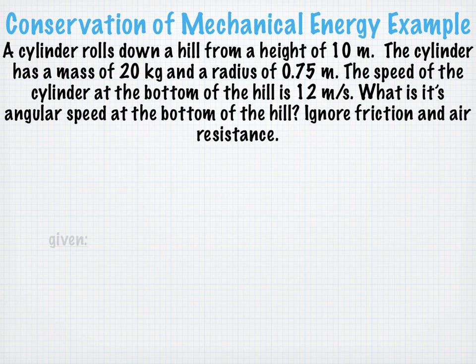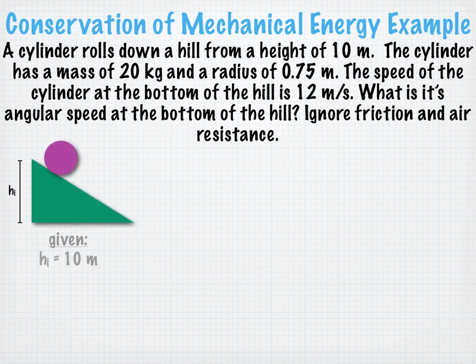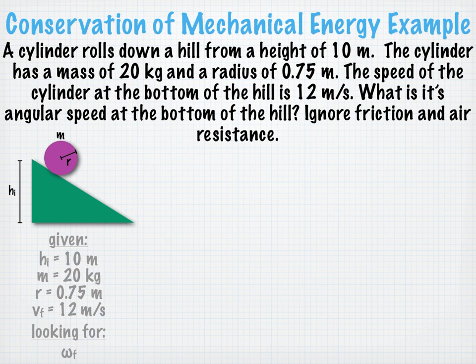Okay, what are we given? The height that the cylinder starts at is 10 meters above the bottom of the hill. The mass of the cylinder is 20 kilograms, and its radius is 0.75 meters. The cylinder's speed at the bottom of the hill is 12 meters per second. That's the final speed, v final. And what are we looking for? The angular speed at the bottom of the hill, omega final.